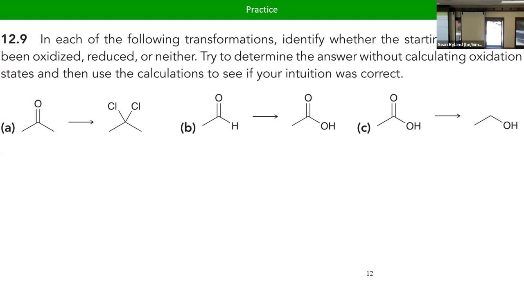How about for B? It's oxidized, right? Our shortcut is if we added more bonds between a carbon and something more electronegative, usually oxygen, that's going to mean that carbon was oxidized. That's where the term oxidized comes from.